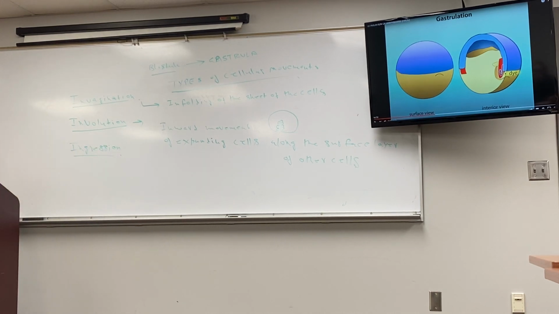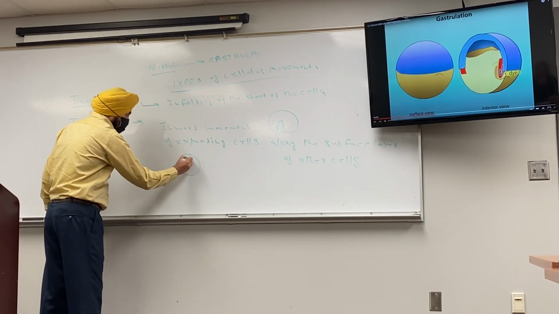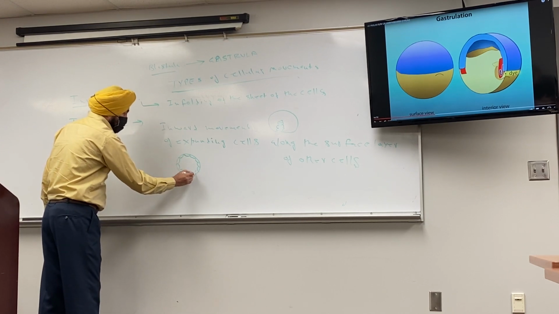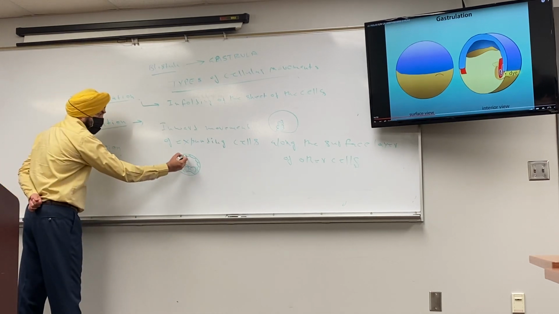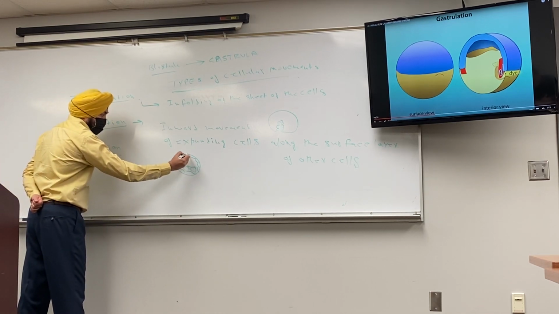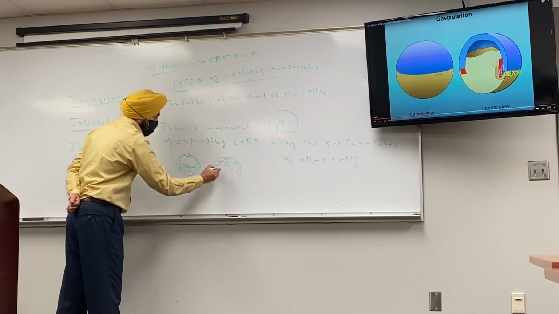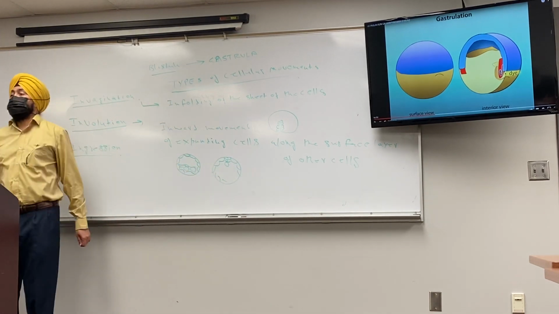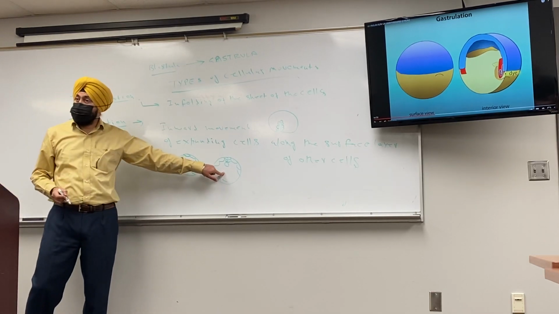Ingression. Now what can happen is, for example, this is the embryo, and these are all the other cells here. From here, a single cell can actually break. So a single cell from here breaks and gets in. A single cell. That is called ingression. Okay? A single cell breaks and gets in.